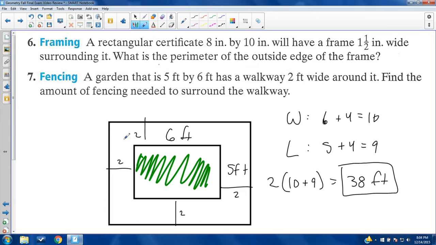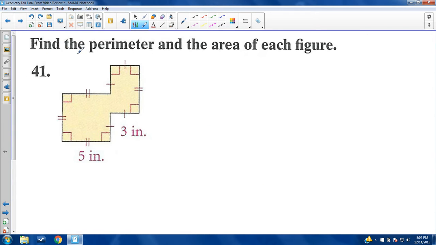Cool? I think that makes sense. We could have found the area here, but let's do perimeter and area of this one. Find the perimeter and area of each figure. We're just doing one figure here. Congruent marks help you out. If this is 5, and this is also 5, you start filling these things up. It'll help you a little bit.